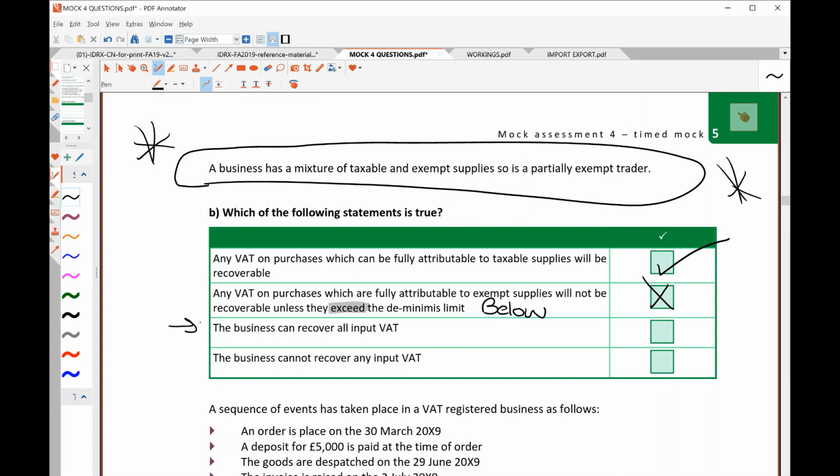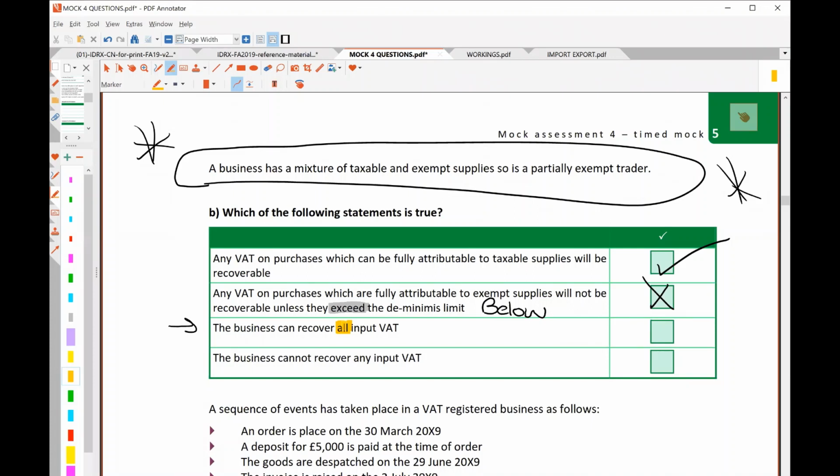Right. So what's the word in that you need to notice? Correct, Nathan. Well done. That is the big bad word that we're looking for. They've put "all". Abby's saying you can't recover VAT on exempt supplies unless it's below the de minimis limit, and that question does not say that. It says the business can recover all input VAT.